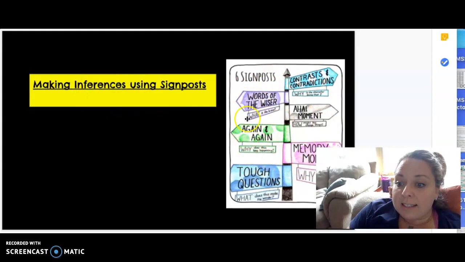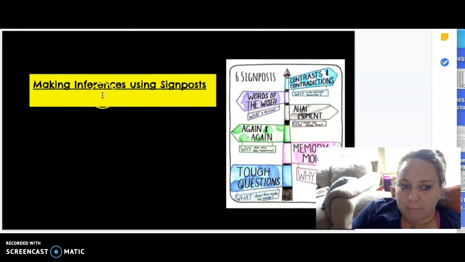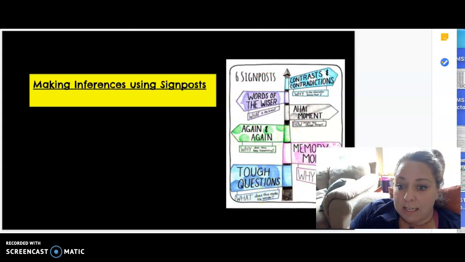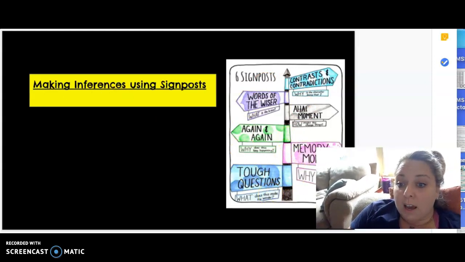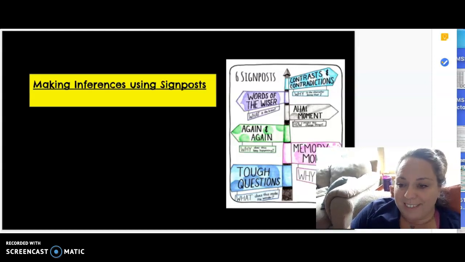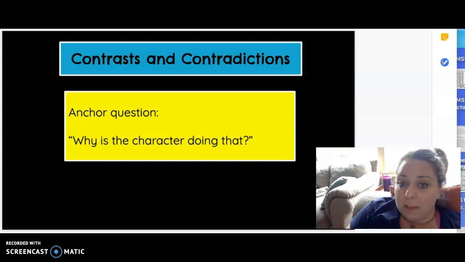And there are 6 signposts that we're going to learn about this year. Today, I want to teach you 2 of them. I want to teach you about contrasts and contradictions and about the again and again signpost. So let's start with contrasts and contradictions.